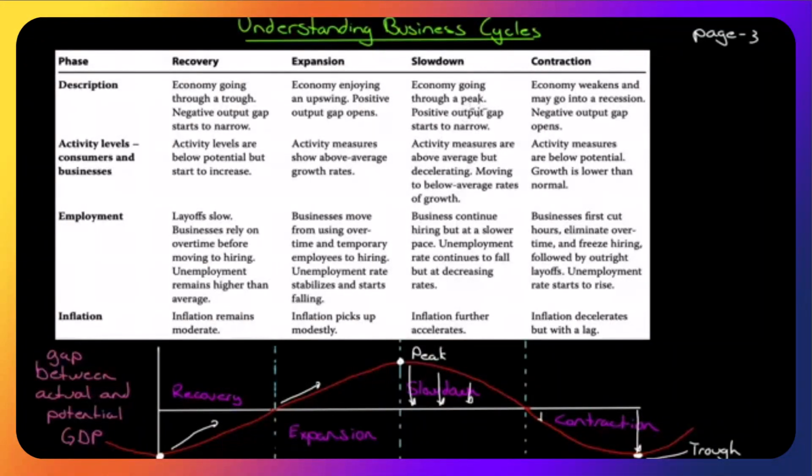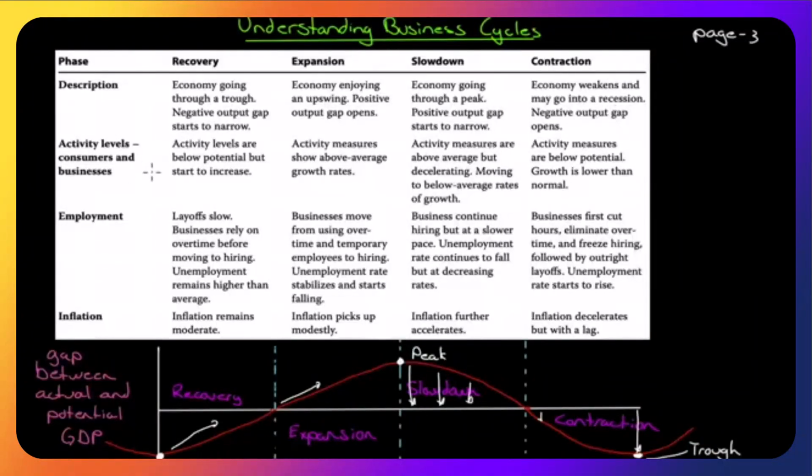In the slowdown, the economy going through a peak, the positive output gap begins to narrow. Still, even though it's called a slowdown, the growth is just slowing down. We still have output that's above potential. And then only once we get into the contraction do we actually open up a negative output gap. The economy weakens and may go into a recession, and a negative output gap opens.